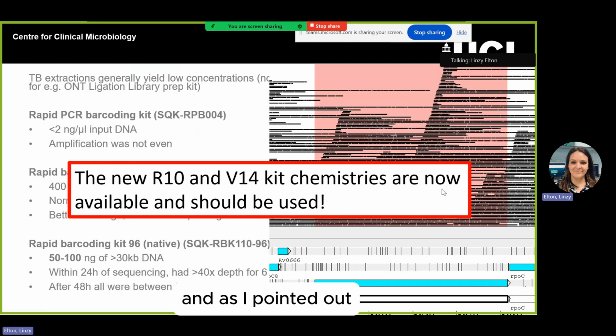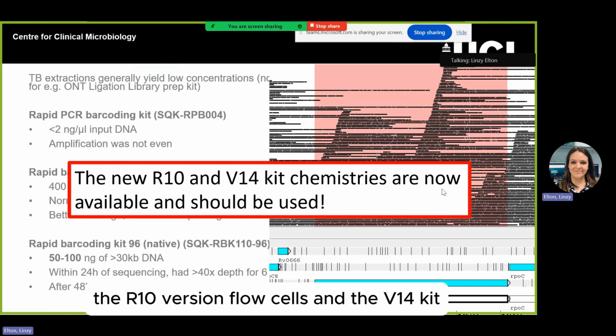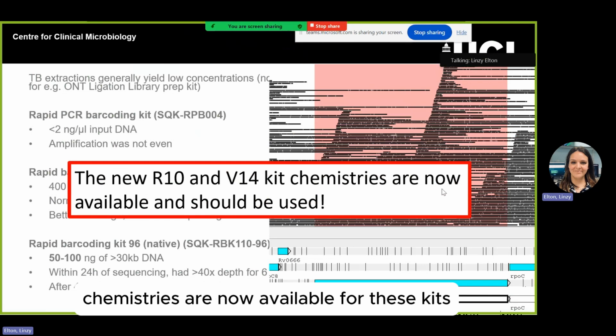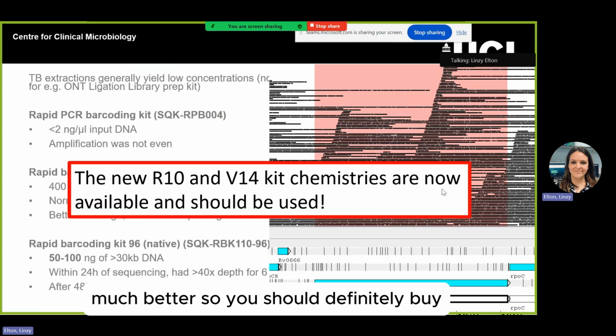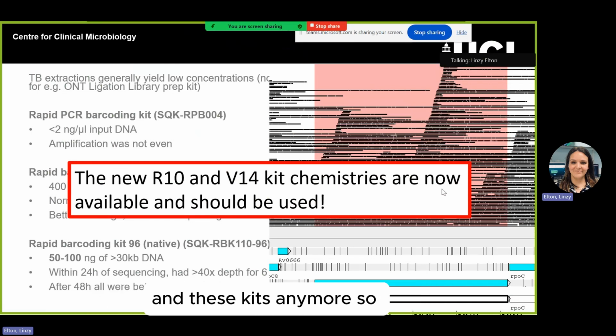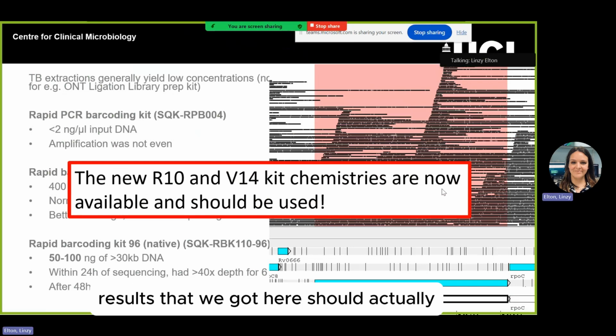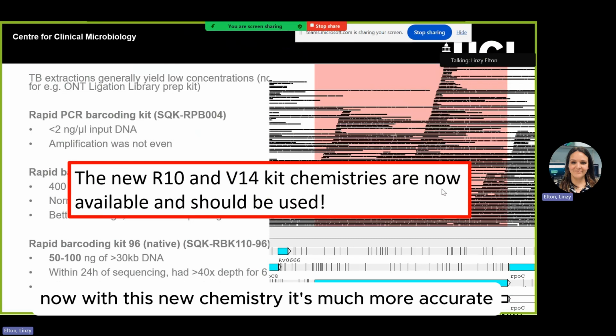And as I pointed out, since we published this paper, the R10 version flow cells and the version 14 kit chemistries are now available, and they will be much, much better. So you should definitely buy, well, in fact, I don't think you can buy the R9 and these kits anymore. So all of the results that we got here should actually have been improved massively now with this new chemistry. It's much more accurate.